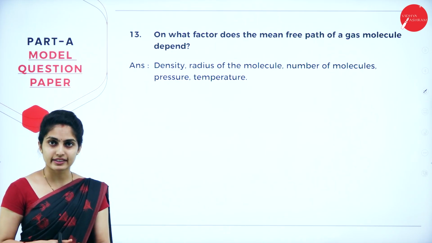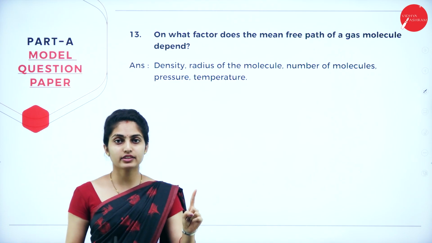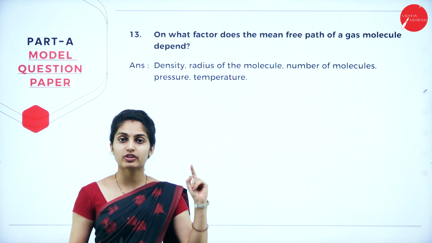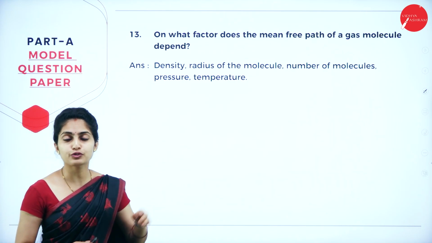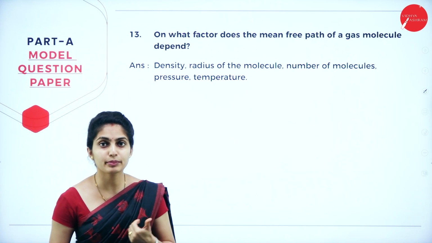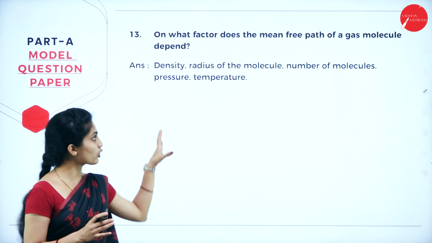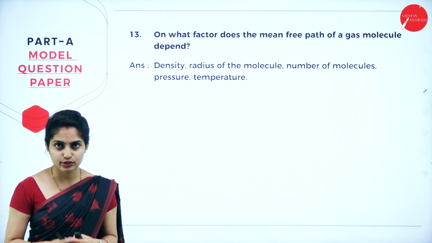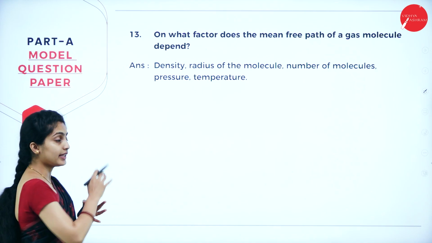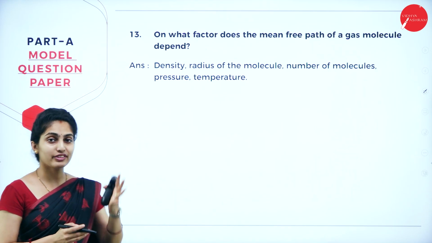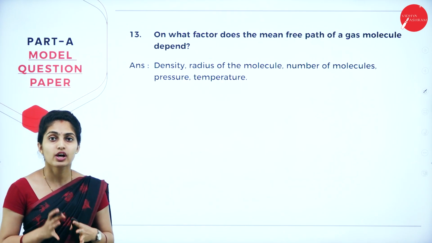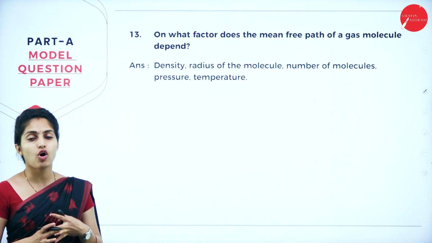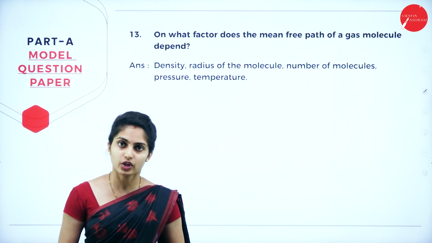So what are the factors? Any one factor, if you just write, it is sufficient because it carries 1 mark, okay? But here I have given 4 to 5 factors on what the mean free path depends. So you can just opt for any one of the factors for 1 mark. So it can be density, or else you can even write radius of the molecule, or else number of molecules, or else it can be pressure or temperature. It's up to you, okay?